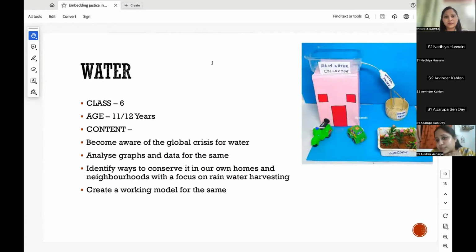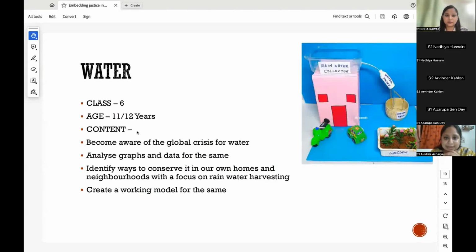So this is a model that the children will be making as a project. This is given as a project where the children will be taught about rainwater harvesting and how in our own little way we can save water. So this is again an awareness campaign or a program by which we can make our children more aware of the global crisis for water.